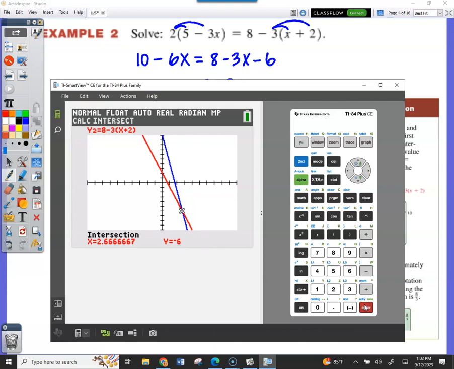Now, we were only looking at the x coordinate, right? So the y coordinate's irrelevant because this equation only had an x in it. 2.6 repeated is 8/3. You can go to your calculator and divide 8 by 3, you get the same decimal. So that's how you can check it.